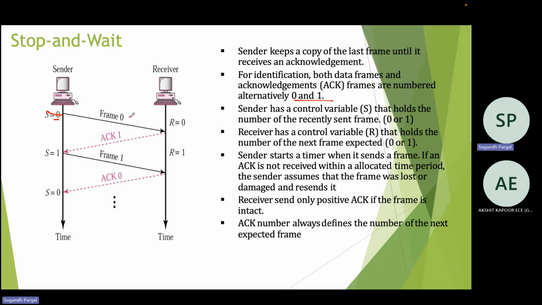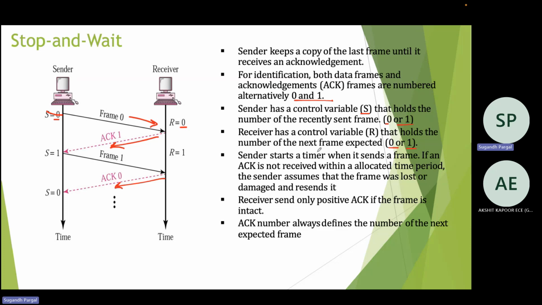So if frame 0 is sent from sender to receiver, the receiver receives frame 0 and sends the acknowledgement for the next frame, that is acknowledgement 1. It needs the next frame. Then the sender sends frame 1 and the receiver sends the acknowledgement of the next frame, acknowledgement 0, and so on. The sender has a control variable S that holds the number of the recently sent frame, 0 or 1. The receiver has a control variable R that holds the number of the next frame expected, that is 0 or 1.